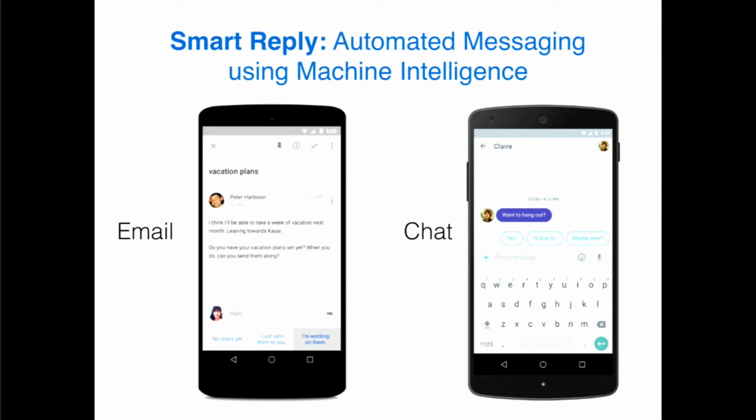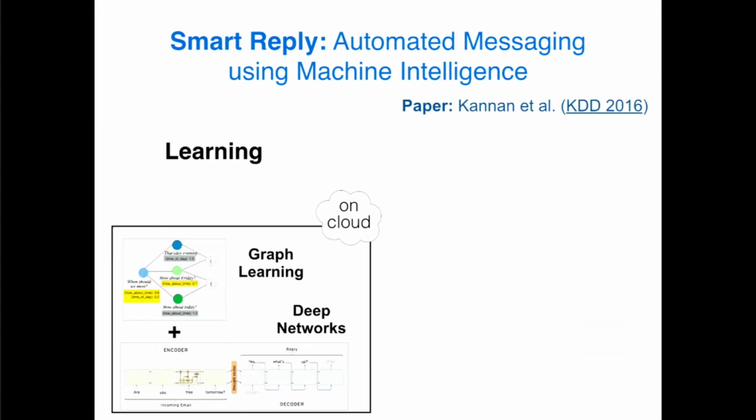Let's take an example, the Smart Reply application that I showed you. How do you now take an application like Smart Reply, which involves all these complex concepts? So in the learning stage, what Smart Reply does is a number of things. It's not just taking a vanilla deep network and training it on some chat conversations.